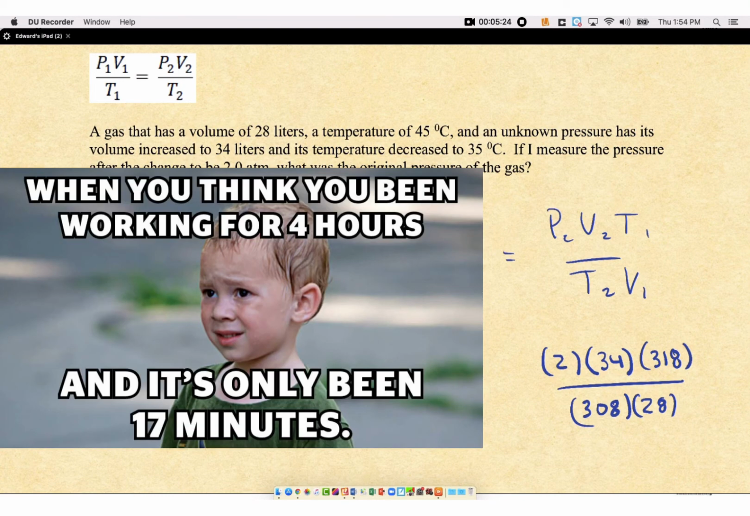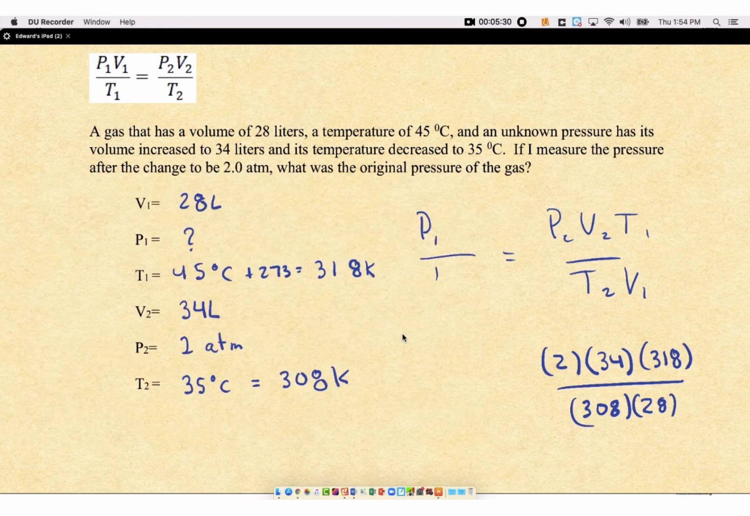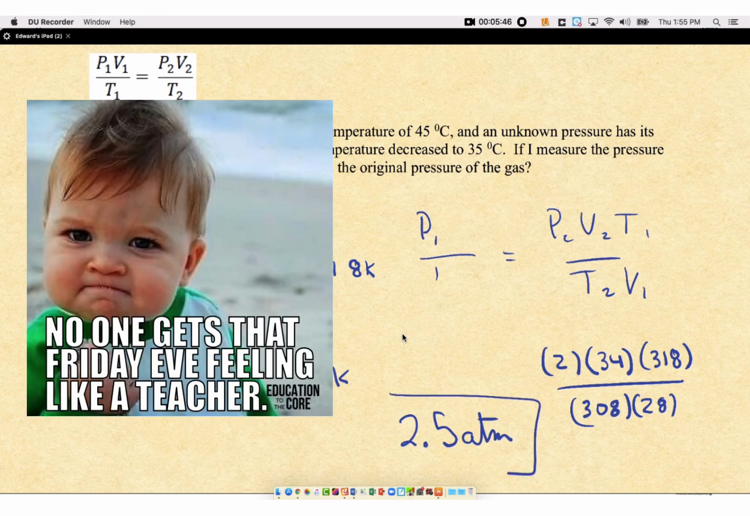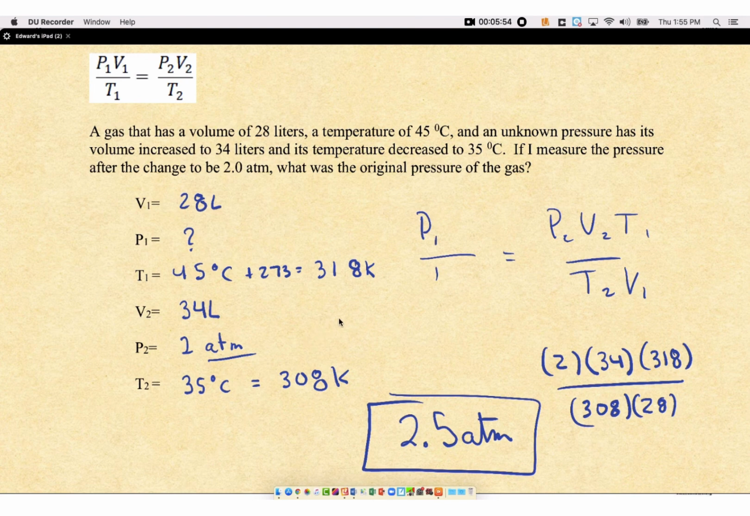Okay, clear. 2 times 34 times 318 divided by 308 divided by 28. I'm getting 2.5. And that is 2.5 atmospheres. How do I know it's atmospheres? Because my other label was atmospheres. Be consistent with your labels. Make sure your temperature's in Kelvin. And besides that, it should be pretty easy.